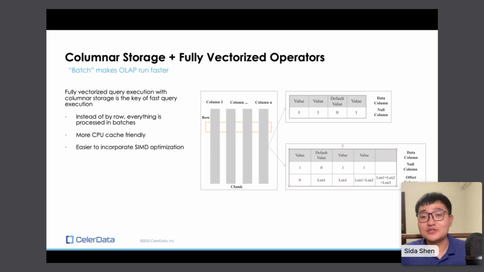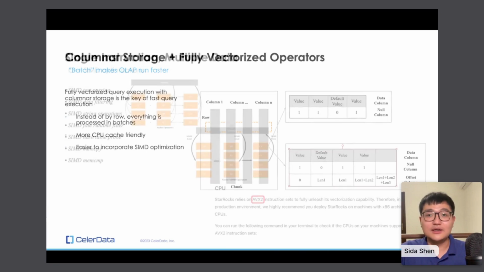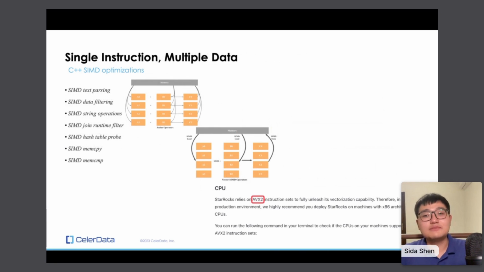And this is a lot more CPU cache friendly. Also, it's way easier to incorporate SIMD optimizations, which is probably one of the most important things you can do with a columnar store and vectorized engine. This is one of the biggest optimizations you can do for OLAP performance. Then we're going to talk about how SIMD works. SIMD is basically single instruction, multiple data, which means you're able to process multiple data points with one single CPU instruction.